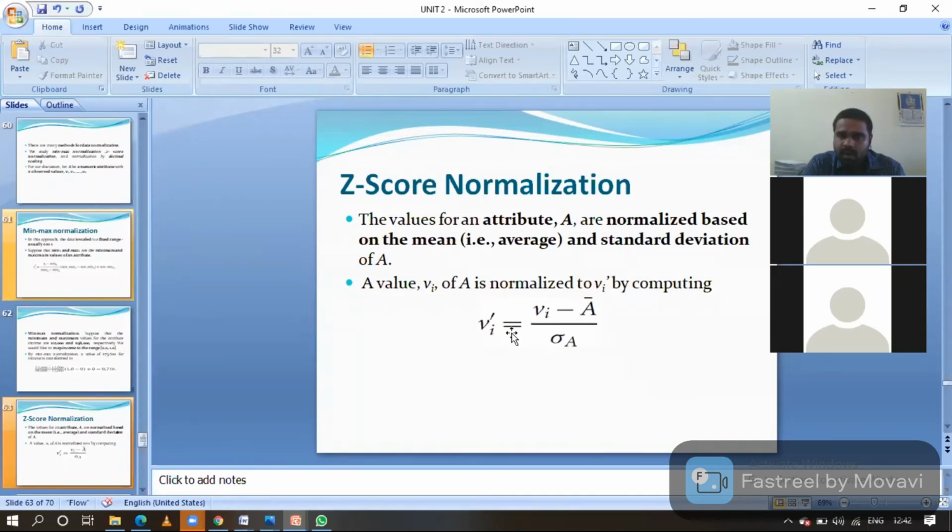If we know the formula, then we can easily convert that attribute to the new range, guys. The attribute range we can easily convert to the new range with the help of this formula. Write down this formula, that is Z score normalization. For calculating the new value of a particular attribute value, we have to use the mean as well as the standard deviation of attribute A, guys.